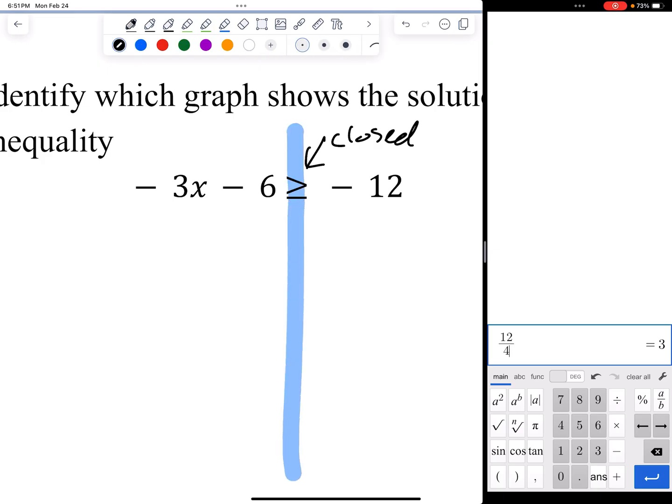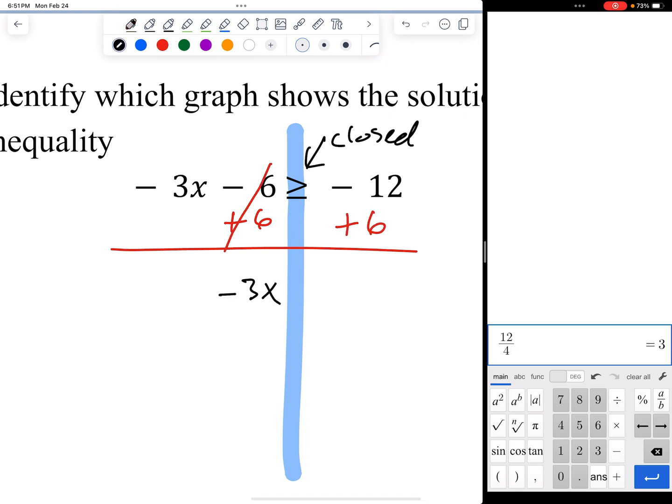There's my wall, so I can stay on both sides or deal with the sides when I say things like that. So what am I talking about? To me, when I say, how do I get rid of a -6? I put a +6. If I do it to one side, I'm going to do it to the other. Those cancel. So then I get -3x is greater than or equal to -12 + 6. That's a -6.